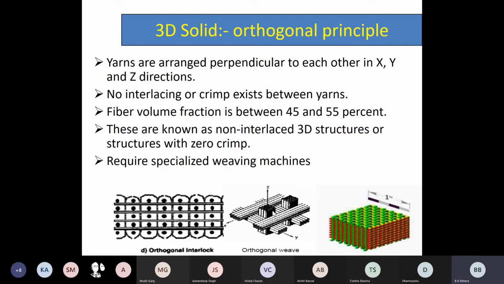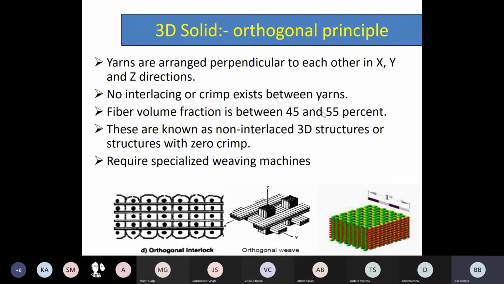And you already know what is the role of crimp in the fabric. Crimp basically decides modulus, extensibility. Higher is the crimp, less is modulus. And since these fabrics are to be used for making composite material, one of the important requirements in composite is modulus. So if the fabric has no crimp or very little crimp, then obviously it is possible to make a composite of higher modulus. So that is the second point.